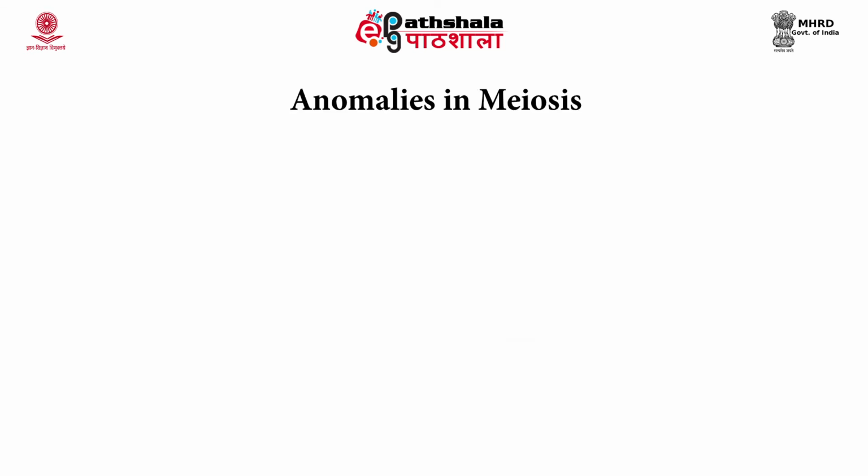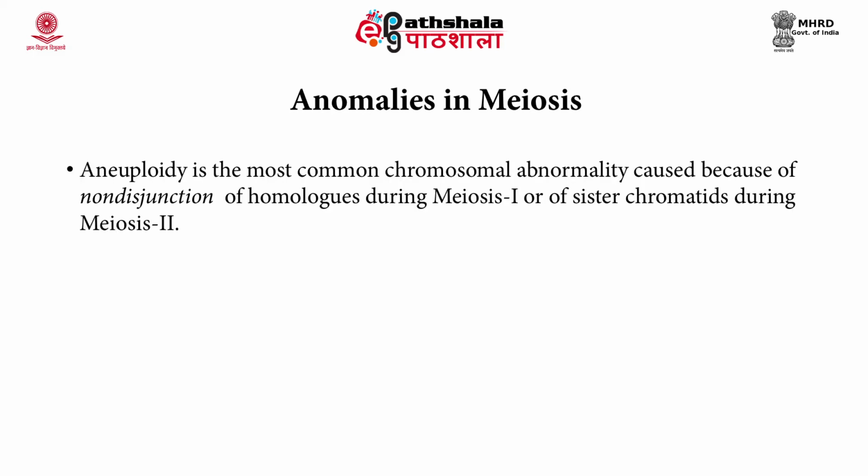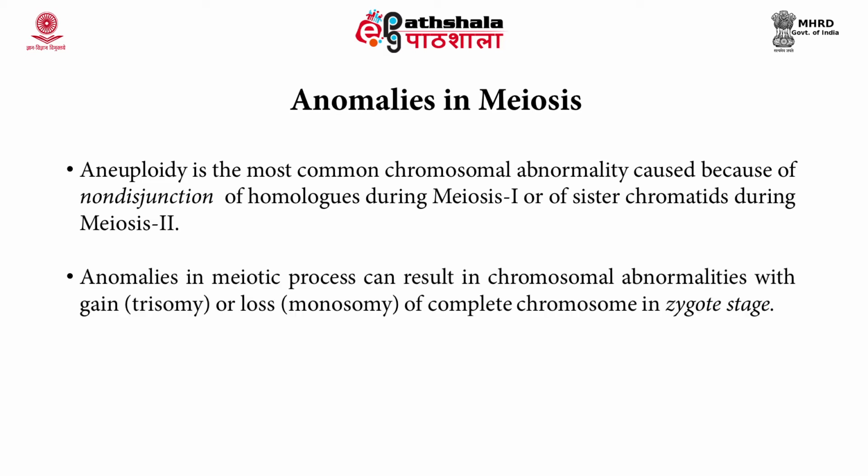Anomalies in meiosis. Being a detailed process, meiosis is prone to errors. Aneuploidy is the most common chromosomal abnormality caused by non-disjunction of homologues during meiosis I or of sister chromatids during meiosis II. Anomalies in meiotic process can result in chromosomal abnormalities with gain or loss of complete chromosome in the zygote stage.